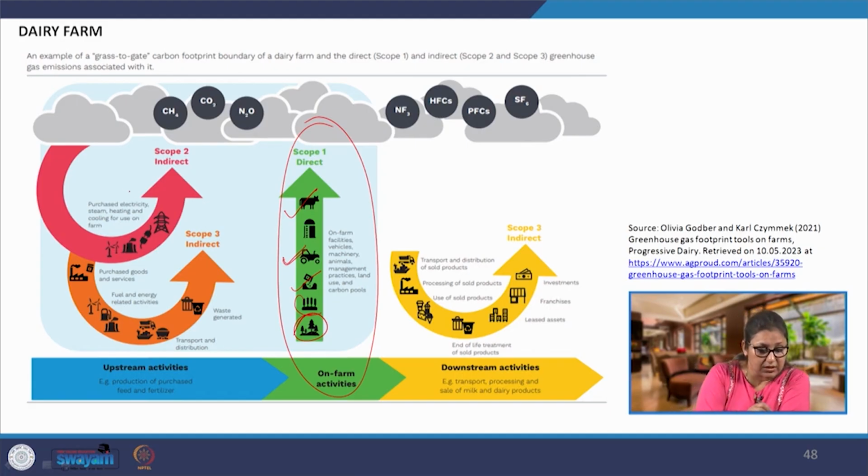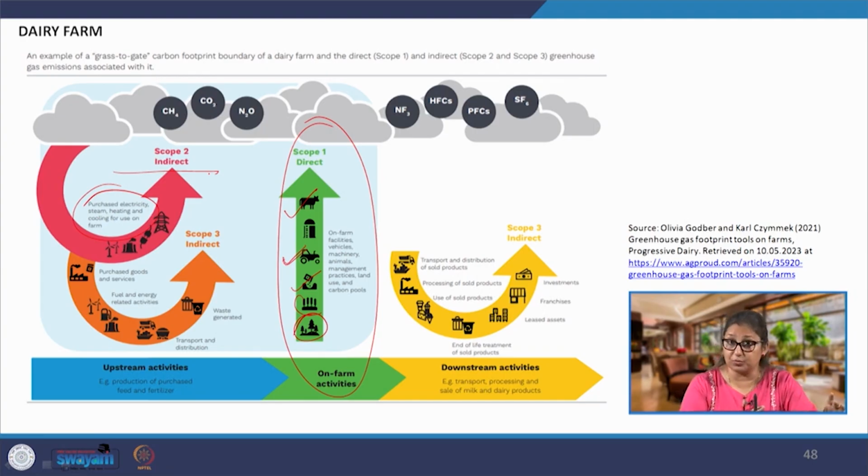Now, here the simple scope 2, which we have understood in other cases also, is purchased electricity, steam, heating and cooling for use on the farm. So, there might be a cold storage. They might be cooling the cold storage using electricity, or they might be purchasing heating or cooling depending upon the climate where it is situated. There is a direct consumption of electricity on the farm. So, all that which is purchased from somewhere and used on the farm, not causing direct emissions but causing emissions somewhere else, is part of scope 2 upstream activities, simple to understand.